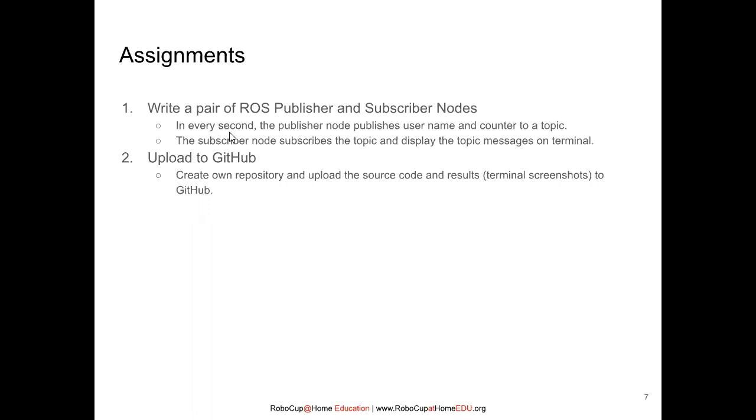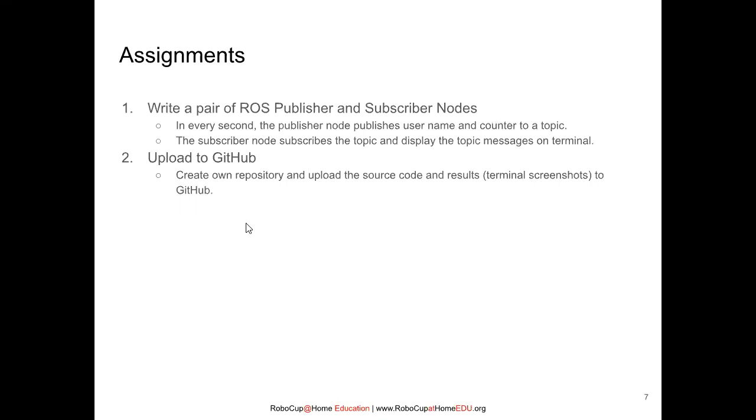How to do this every second is you just need to change one place. Hello world, you publish your name and a counter. The counter is the same like just now: 1, 2, 3, 4, 5, and continue, to a topic. You can define whatever topic name you like. Then the subscriber node subscribes to the topic and displays the topic message on the terminal. So the listener is basically the same.